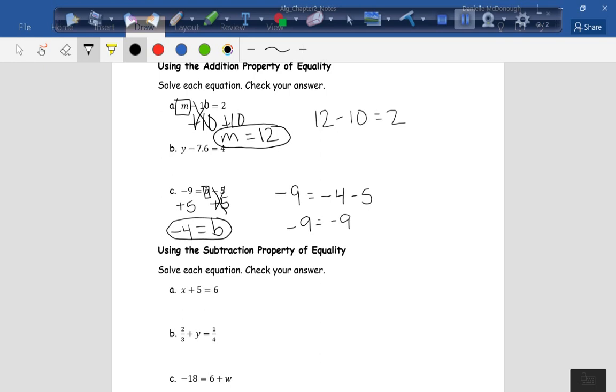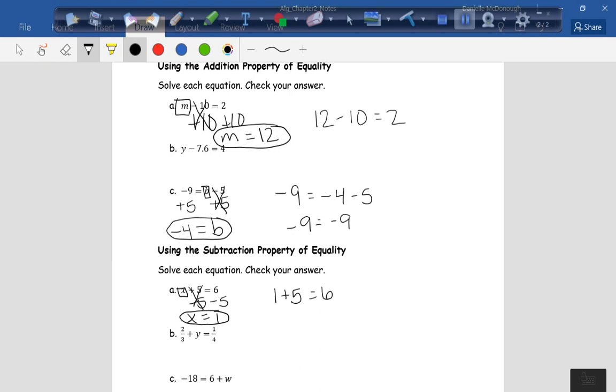Down below, we have using the subtraction property of equality. So here, in order to isolate this x, I would have to subtract 5 from both sides because right here I'm adding 5. That equals 0. That was our goal, to make it equal 0. So I have x is equal to, well, 6 minus 5 is 1. I can substitute this back into the equation. 1 plus 5 is equal to 6, and it does work out.